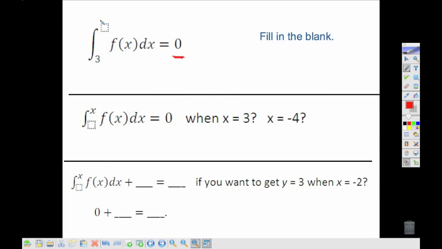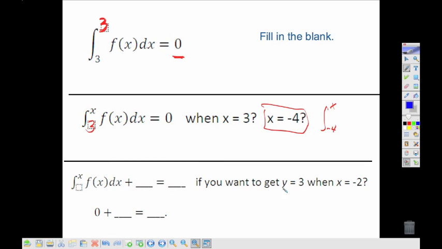In this next group, we want to fill in the blank. If I want this to equal 0, remember that we would have to have a 3 here. This is something we did last chapter. We're just building on it some more. If I want to go from 0 to x and get 0 when x equals 3, then I would put a 3 down here. Same thing, if I want to do it when x is negative 4, I would have just put the negative 4 down there instead. That way when I plug in negative 4, it would go to 0 again.